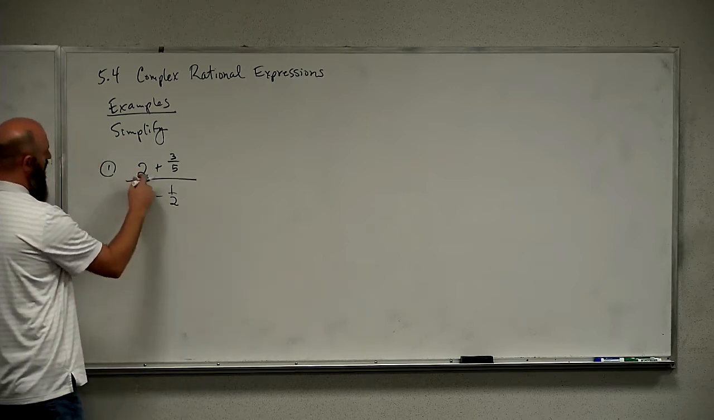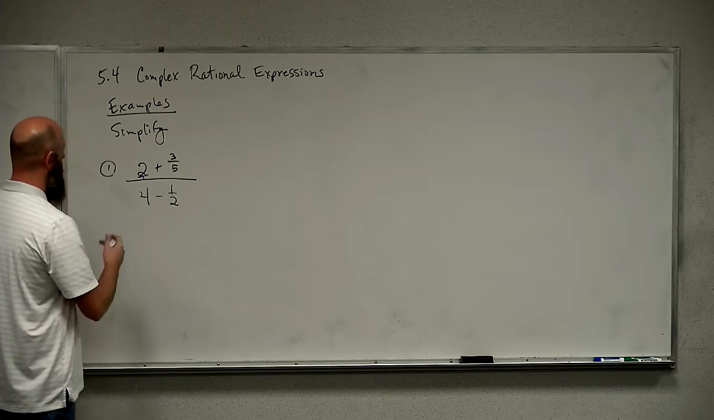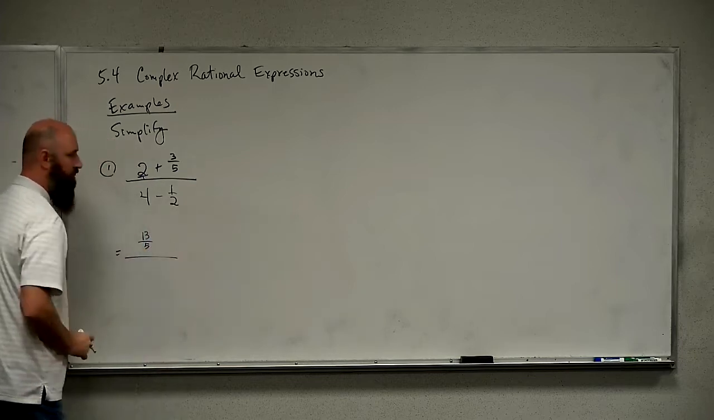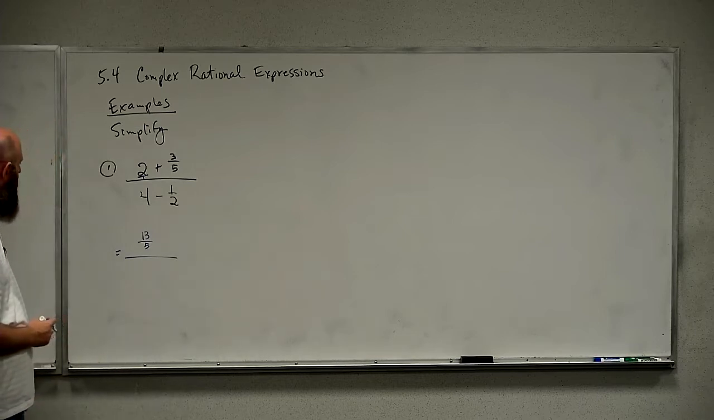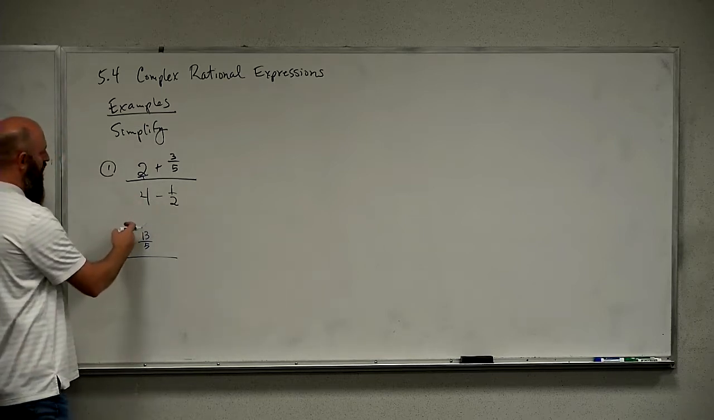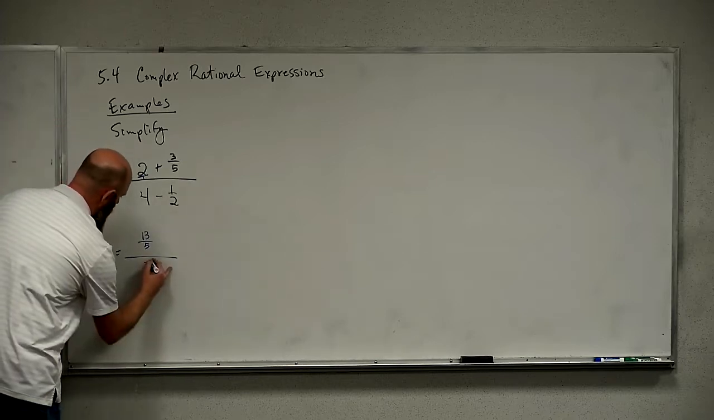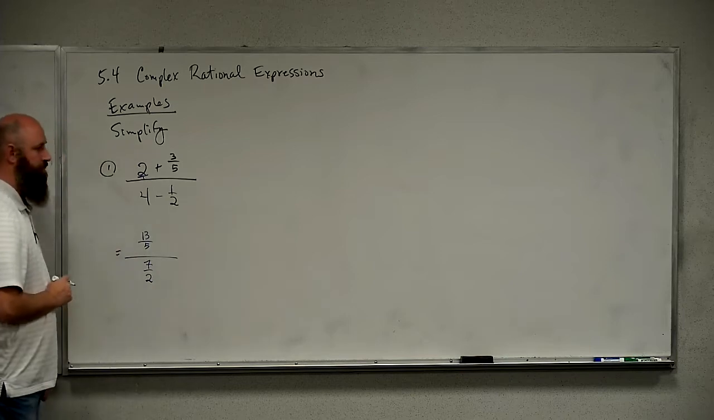All right, so 2 over 1 becomes 10 over 5. So 10 plus 3 is 13 over 5 for our top piece. And then again on the bottom, 4 over 1, that becomes 8 over 2. 8 minus 1 is 7 over 2.